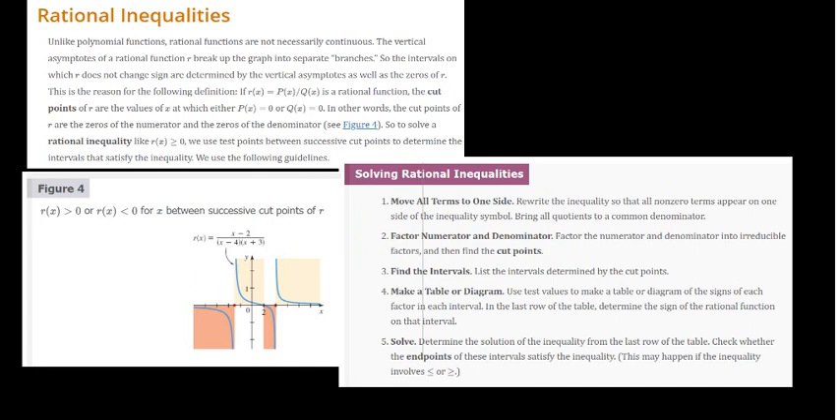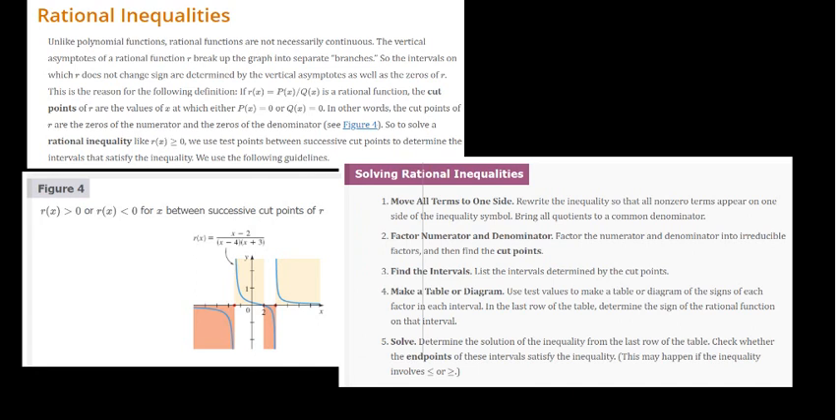If R of x is equal to P of x divided by Q of x, a rational function, the cut points of R are the values of x at which either P of x is equal to 0 or Q of x is equal to 0. So what this is saying, we'll read. In other words, the cut points of R are the zeros of the numerator and the zeros of the denominator. Yeah, that's exactly what we're about to go into, okay?